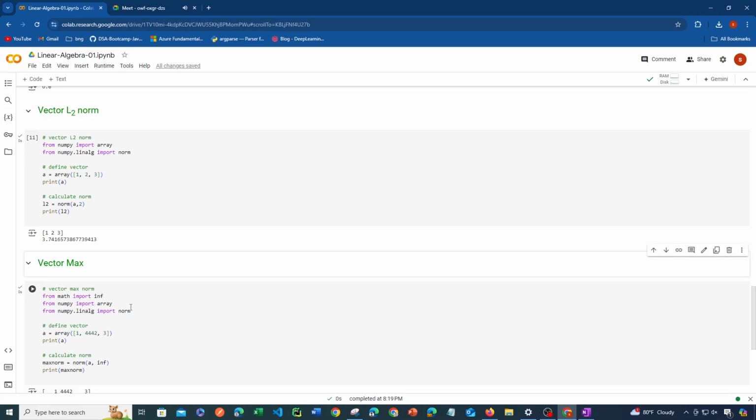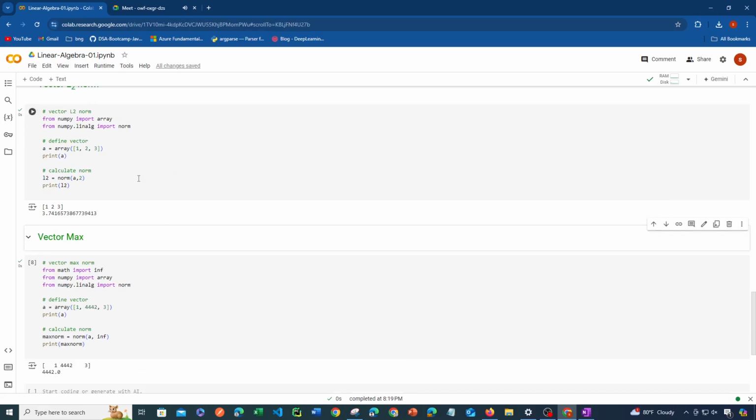So this is the simple way we can show the mathematical implementation in Python with the help of numpy, math infinity, and the linear algebra API. This session is all about it, and in the next session we'll talk about matrices and their use cases in machine learning.